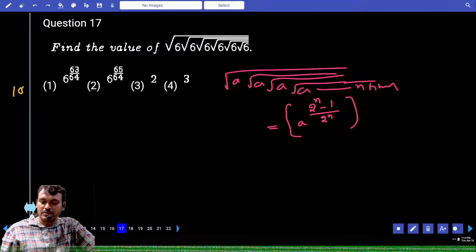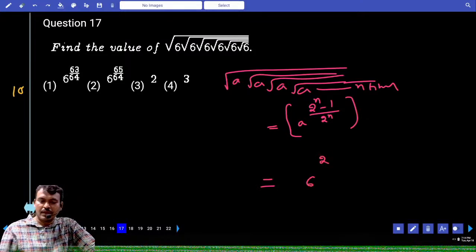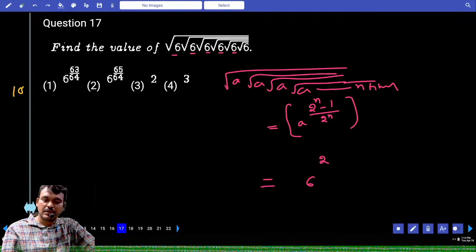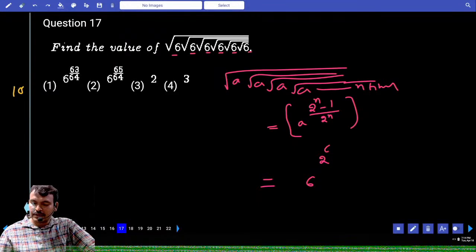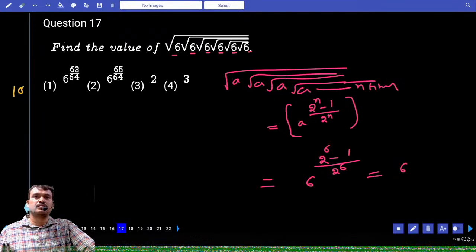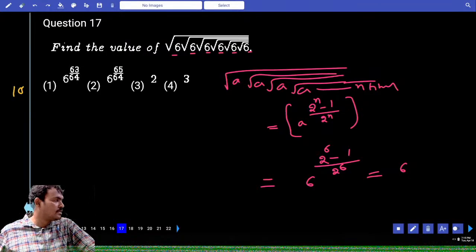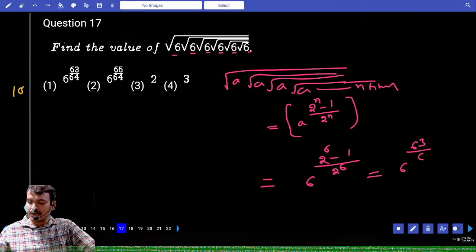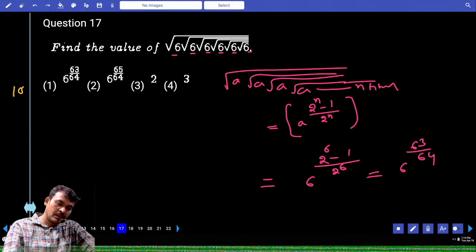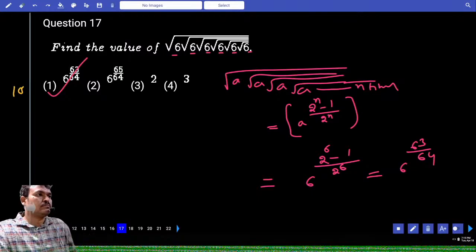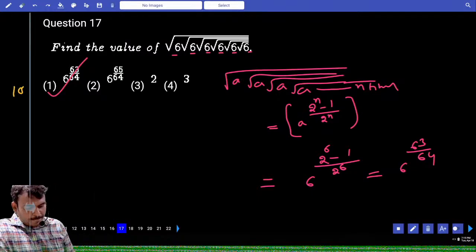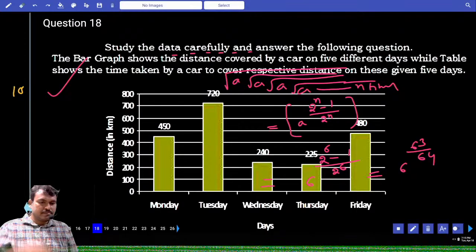Here a means how much? 6. How many times do we write the root? 6 times. Then I write 2 power 6 minus 1 over 2 power 6. 2 power 6 means 64, minus 1 means 63. 63/64. Which option? First option. Direct formula. Next, question number 18.